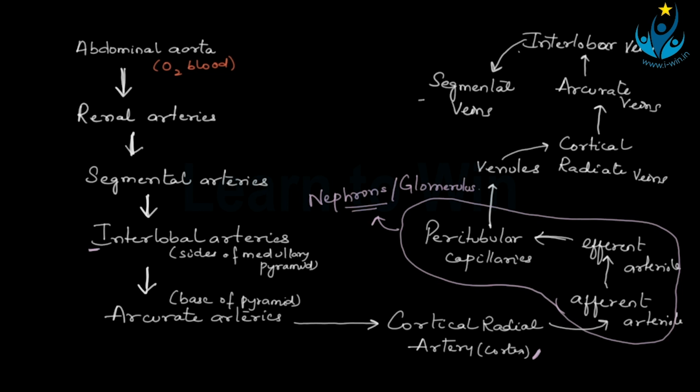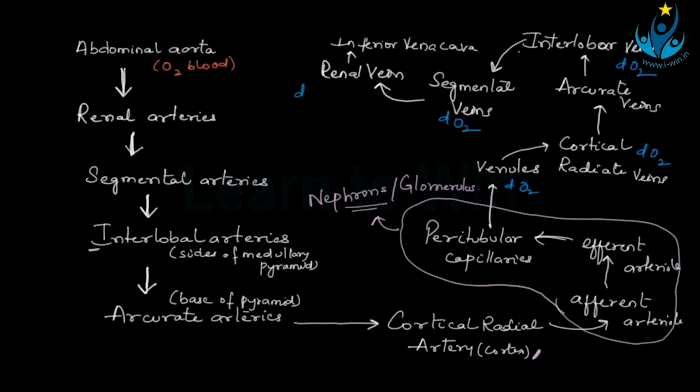The segmental veins will form the renal vein, which joins the inferior vena cava. And all these areas from the venules contain the deoxygenated blood. So this is the arrangement of blood vessels, that is arteries, veins and capillaries, inside the kidneys and the internal parts of the kidney called the nephron.